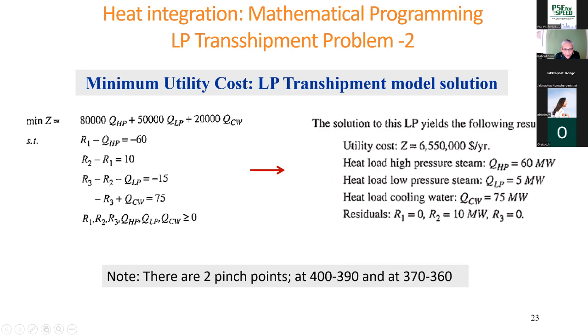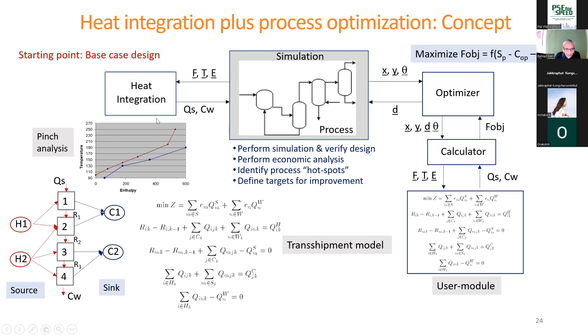So now we see that if we know what are the hot streams, what are the cold streams, and what we want to achieve, and what energy sources we have, we can formulate the problem mathematically. And we can add these equations to the optimizer and let the optimizer solve for the process as well as the heat integration.